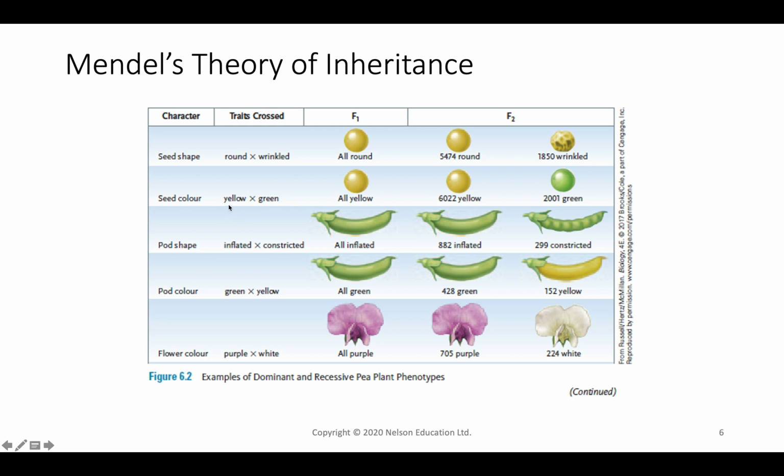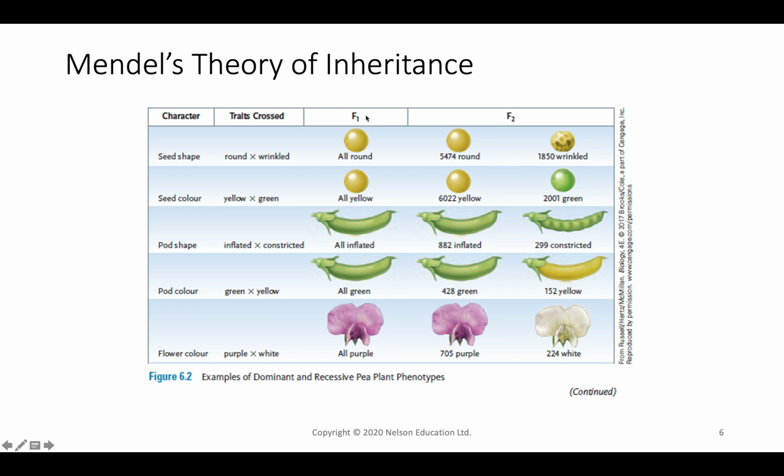In the seed color category, if we crossed yellow with green, that means that all of them in the F1 generation ended up being yellow. That indicates that yellow is dominant over green. With the pod shape inflated versus constricted, all of them are inflated. Again, inflated being dominant, green versus yellow, pod color, all green, green being dominant, and purple being dominant over white. That's all in what we call the F1 generation. What do I mean by that? I mean that this is the very first generation, so one, the first generation to come from this test cross.